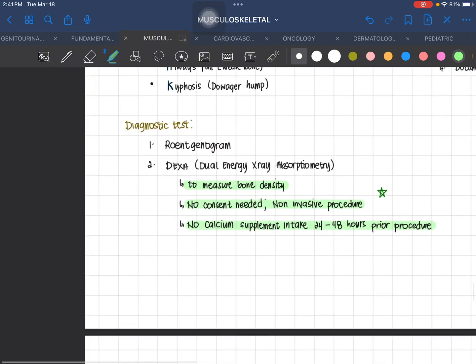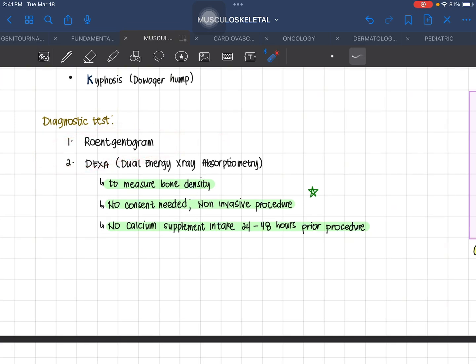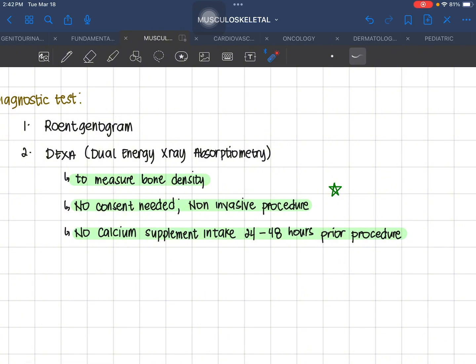So, to diagnose osteoporosis, of course, di mawawala ang röntgenogram or x-ray. And most important is yung DEXA or yung dual energy x-ray absorptiometry. Ulitin natin, DEXA stands for dual energy x-ray absorptiometry. So, yung DEXA is used to measure the bone density. So, bone density, specifically talaga siya for osteoporosis. Dahil may metabolic disorder din tayo, yun nga, metabolic disorder that affects the bone density.